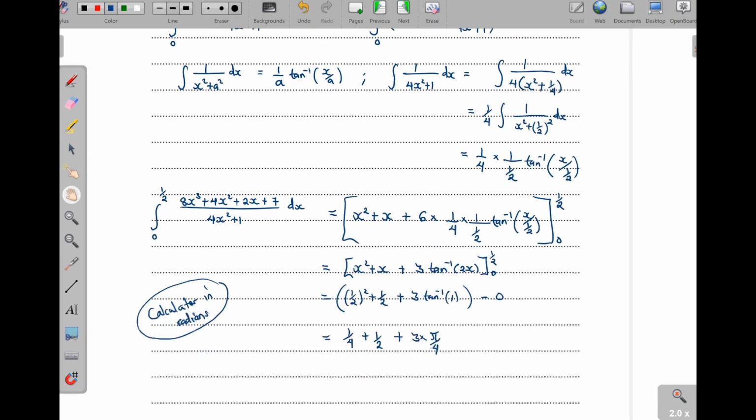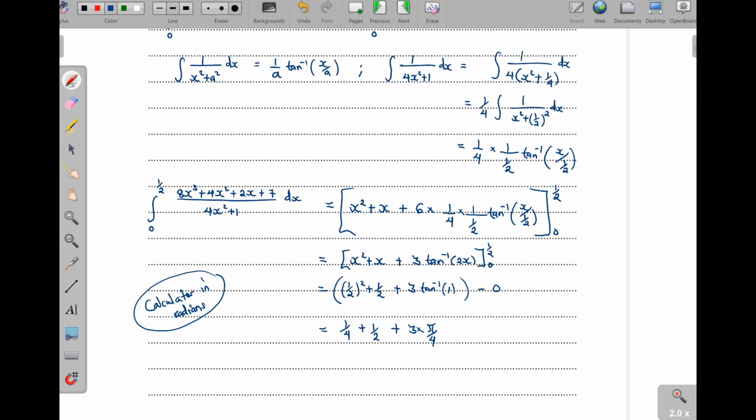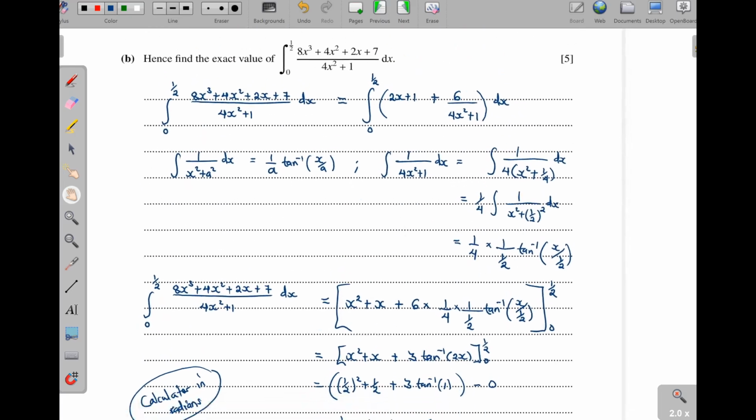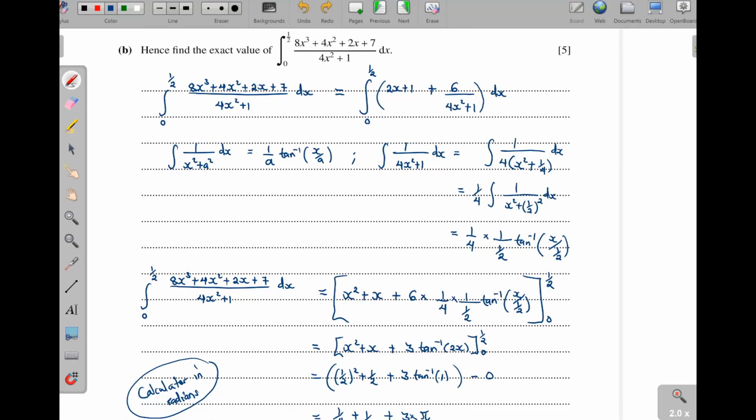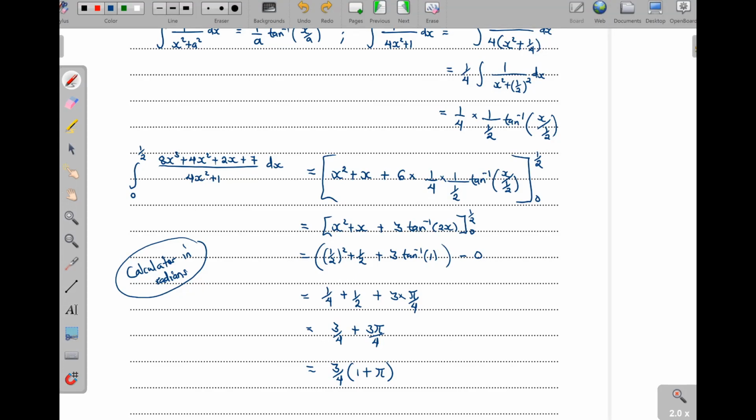And then what shall we have here? A quarter, there are 2 quarters in a half, so that means this one will give us 3 quarters. So I'll have 3 quarters, and then we also have 3 pi over 4. So I'm done, but I can put the 3 over 4 out, then I have 1 plus pi. Remember they said give the exact, so don't give us your decimals. It has to be this. So this one is our final answer.